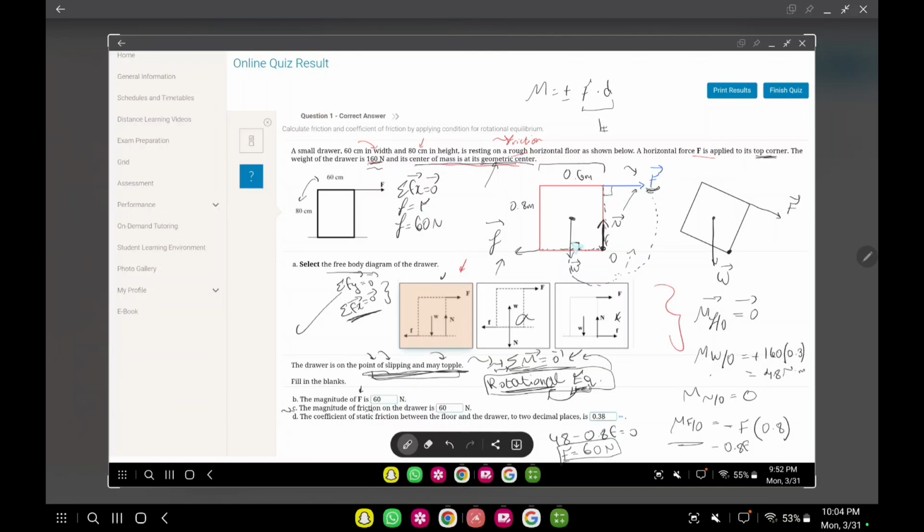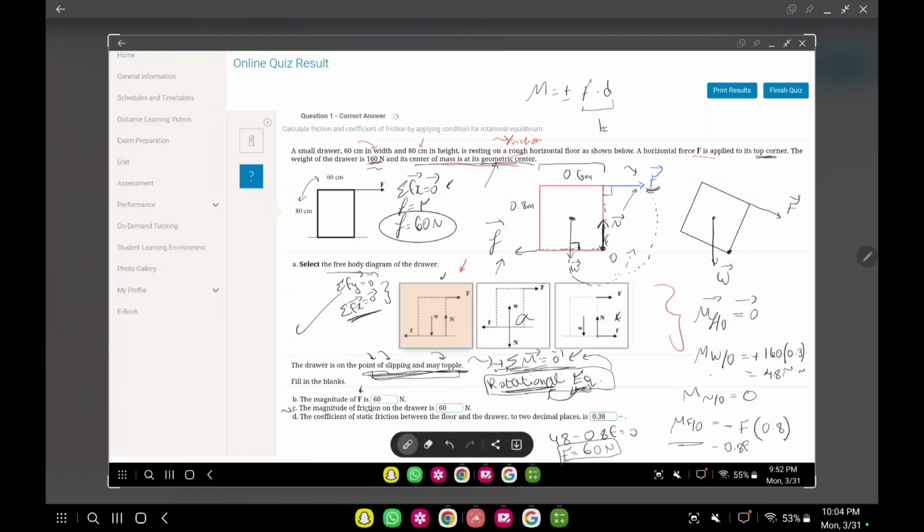Someone might say, oh, but they're not acting on the same object. But it's all the drawer. This is the big FBD. You might say, oh, this is acting over here, this is acting there. No, that's not how it works. As long as it's acting in your system, it's counted. So this is to the right, this is to the left, so what's on the left equals what's on the right, since they equal 0. And you're going to get F equals 60 newtons.